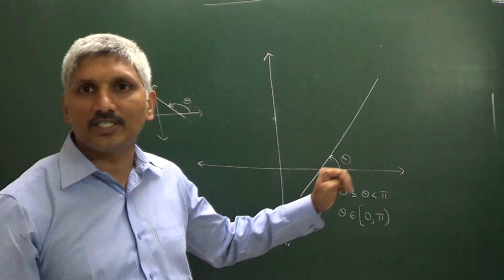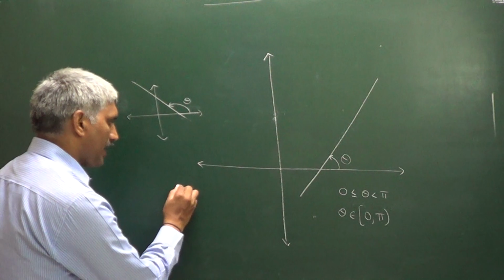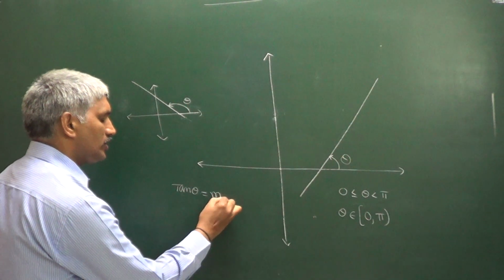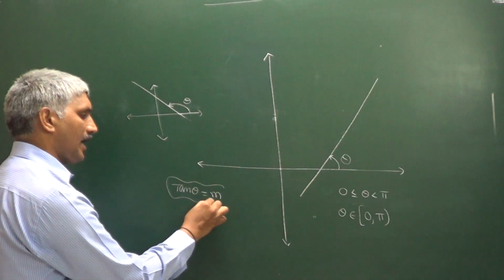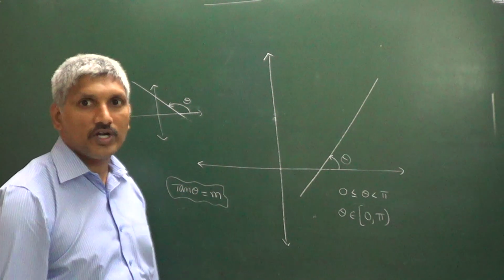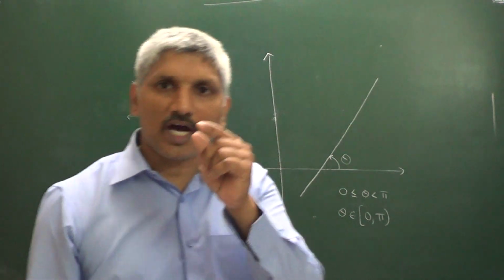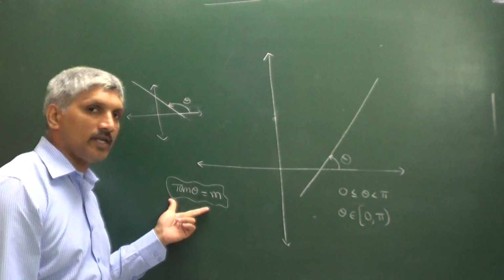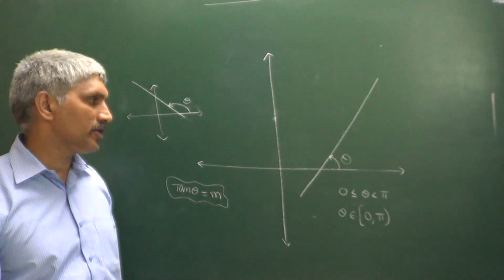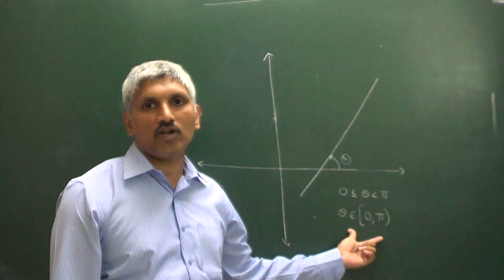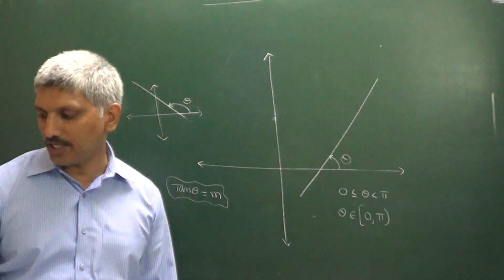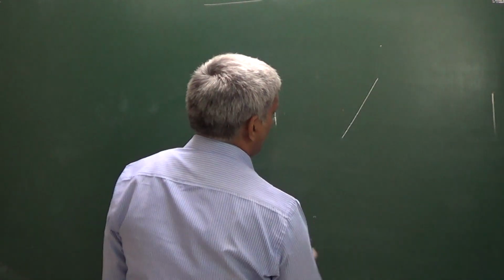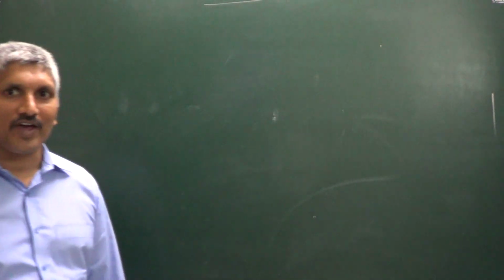So if theta is the inclination of a line, then tan theta is called the slope of the line, which is generally denoted by m. m is equal to tan theta. The inclination always lies between 0 degrees and less than 180 degrees.